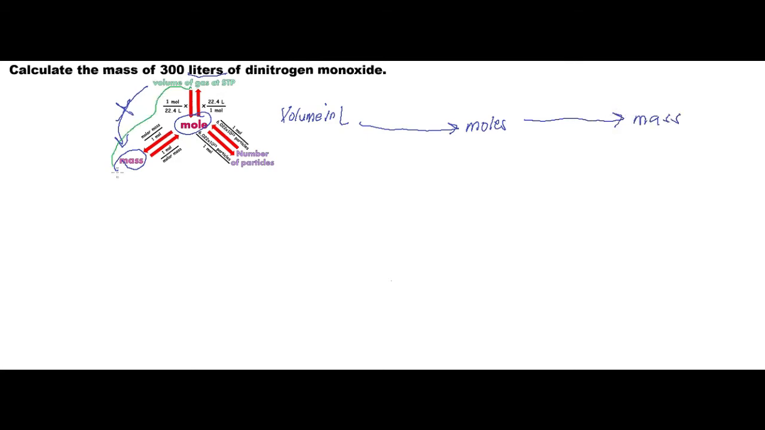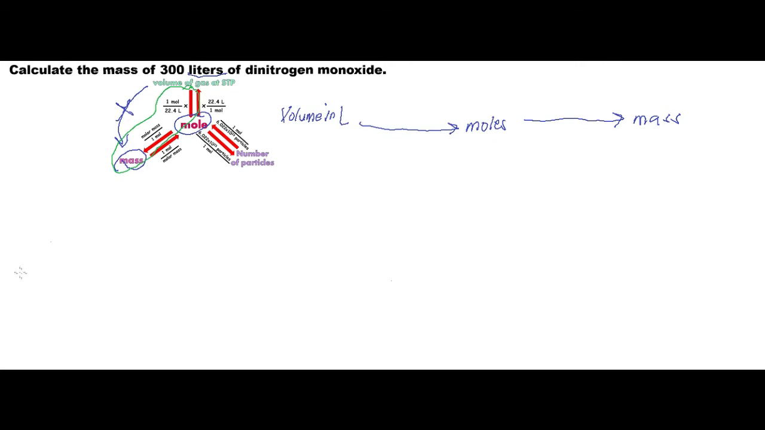Calculate the mass of 300 liters of dinitrogen monoxide. Here we are given the liters and we want to get the mass. Again, there is no direct conversion, so we need to go to moles first. The plan will be volume in liters, go to moles, go to mass. So we want to follow this pathway.